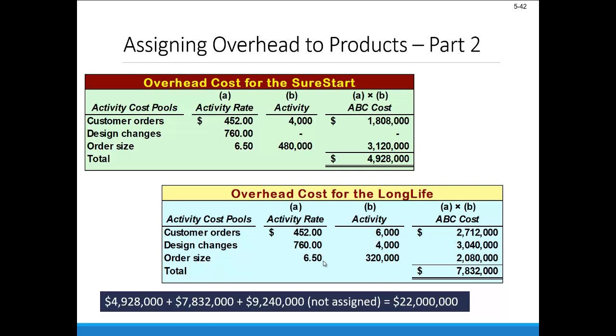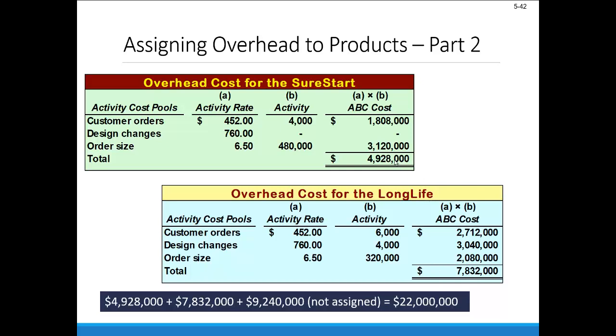And then order size had that rate of $650 per machine hour. Multiply that by the 320,000 machine hours needed to produce all the long lives, and there's our cost assigned of $2,080,000. So when we add that all up, we get $7,832,000.